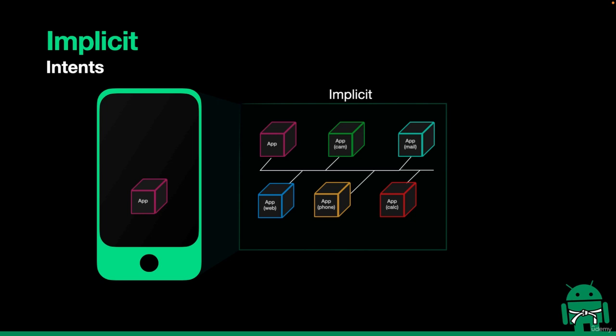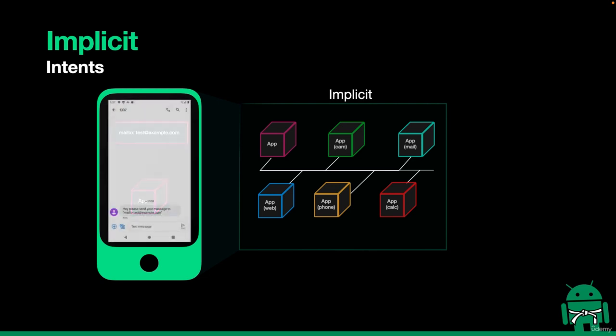Let's say we receive an SMS, and this SMS has this mail to string in there, like this one over here. If we're clicking on this, we have the opportunity to open a mail application, but in this case, we do not know which mail application. So the system is sending out this intent. Hey, the user wants to open an email application. Which application wants to react to this one?